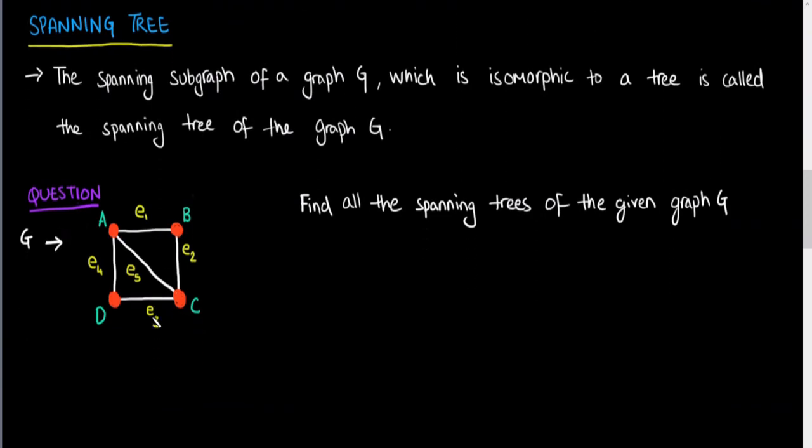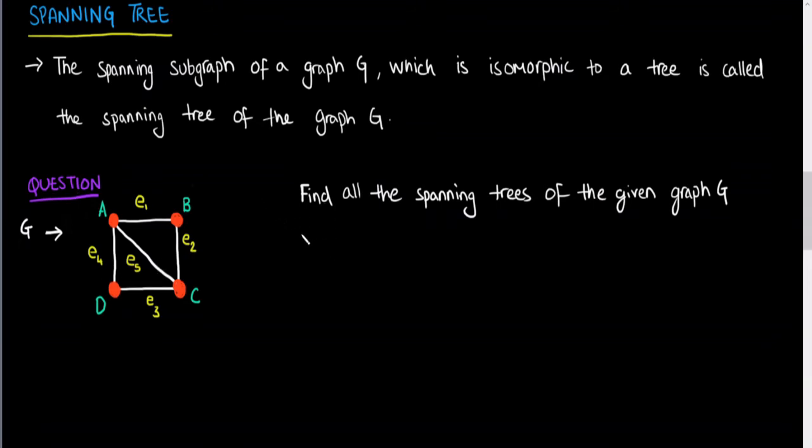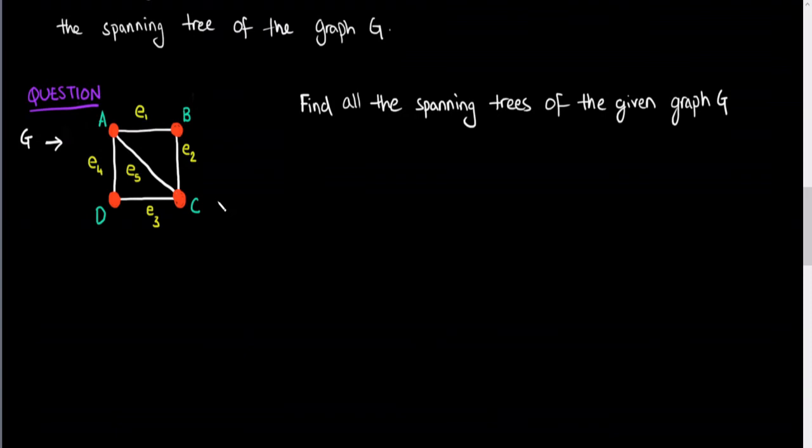So let's do one question. This is your graph G. All the vertices are labeled A, B, C, D, and your edges are E1, E2, E3, E4, E5, and you have to find all the spanning trees of this given graph G. Okay, so first of all, a spanning tree is a spanning subgraph, right? To recall, spanning subgraphs are subgraphs in which you delete your edges. Okay, so we have to delete edges.